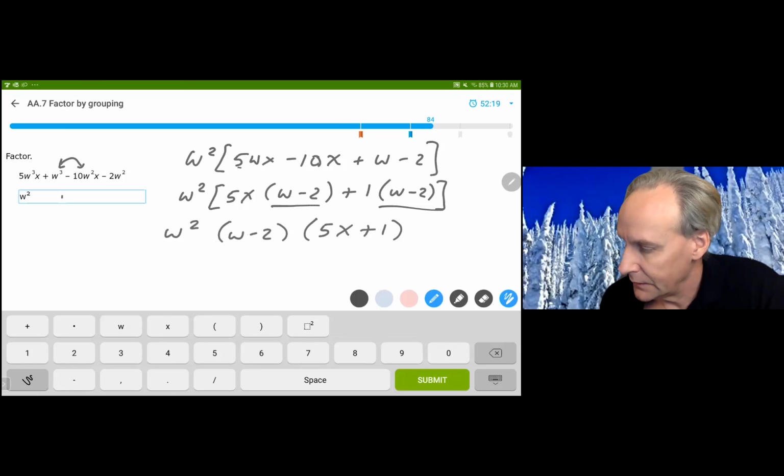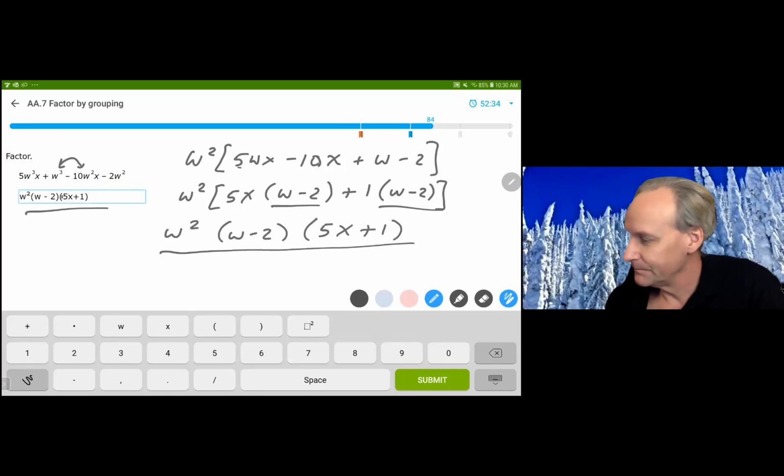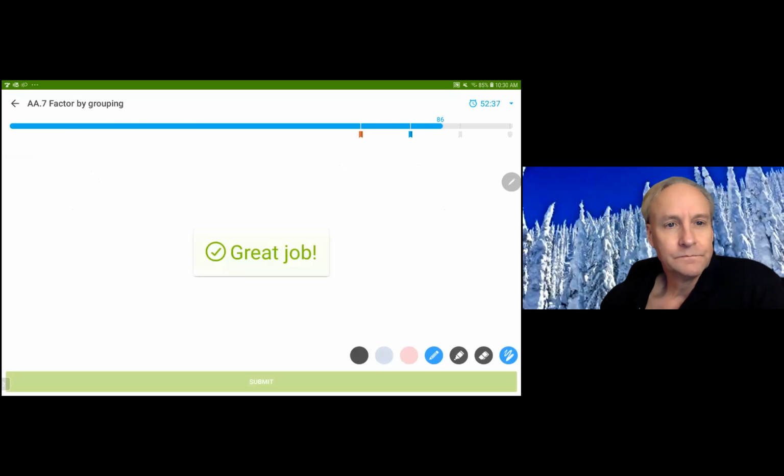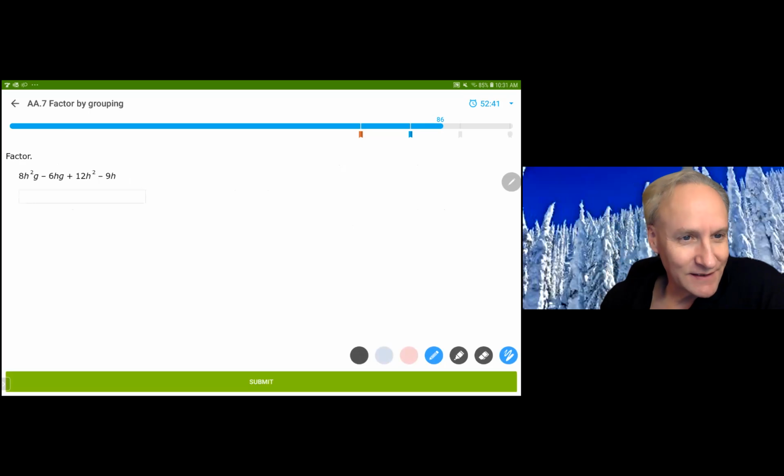W squared, W minus 2, and a 5x plus 1. Just make sure I've actually written what I thought I did, and it looks good. Sorry about that mistake earlier. Silly things. Okay.